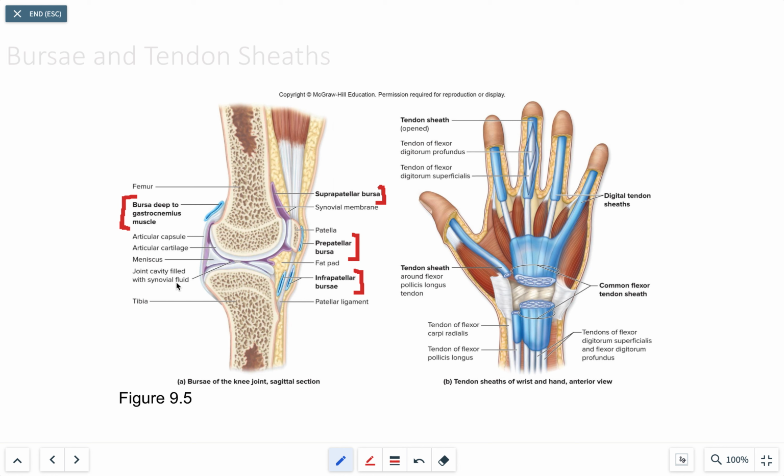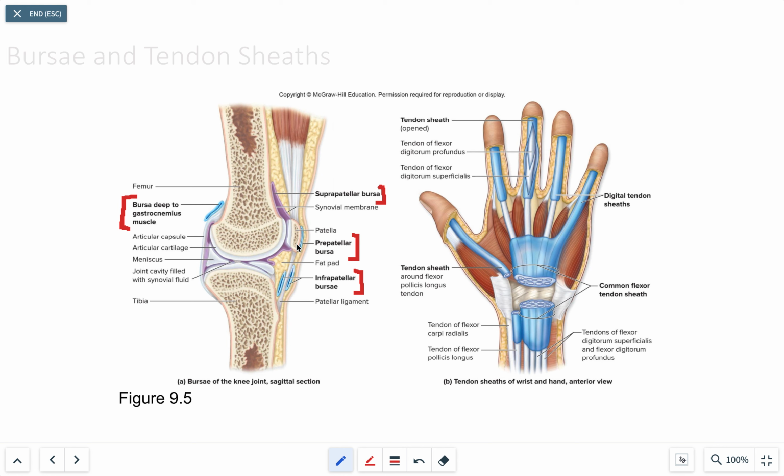So the first one we'll start out with is the gastrocnemius, and the gastrocnemius origin is going to be on the posterior surface of the femur. And these bursa are small fluid-filled pockets composed of connective tissue that contains synovial fluid. So it allows for the contraction of the gastrocnemius to have some synovial fluid located around there.